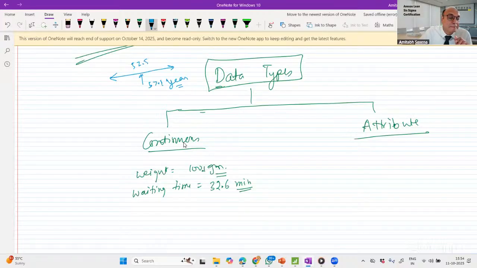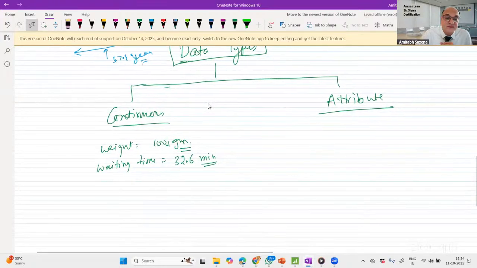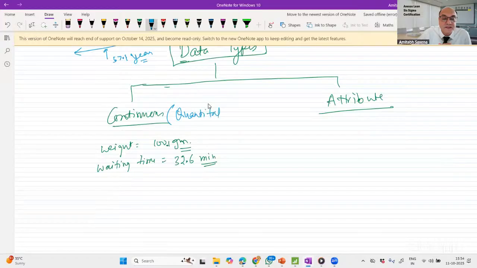Okay. Someone is saying mortality rate. I'll tell you, anything which is a rate is attribute data. I'll tell you how. So here, this is also known as quantitative data, and this is known as attribute data. Now, attribute means what?